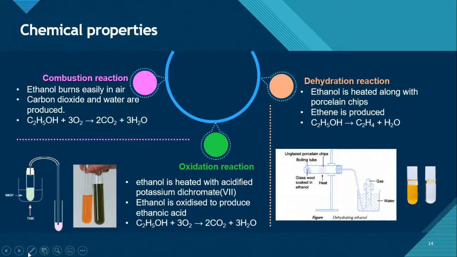The second reaction is the oxidation reaction. This is also quite important because we will study more about this reaction in our next topic, which is carboxylic acid. If you heat ethanol with acidified potassium dichromate, you will get ethanoic acid, which is basically vinegar. The color will also change. The potassium dichromate will change from brown or yellow to green at the end of the reaction, because the chromium changes its oxidation number under this reaction.